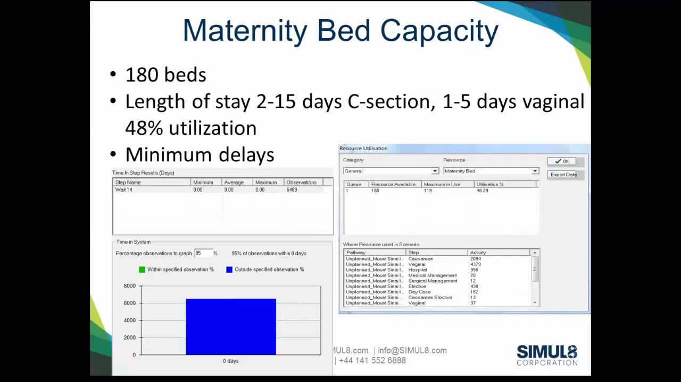So you can see here the results where we're looking at the likely length of stay for C-section versus vaginal birth. And in fact, one of the other questions that the system wanted to test was what would happen if more people had vaginal birth as opposed to C-section. And of course, you can't allow any delay, so you really have to have enough beds. We've got more than enough here in these particular results. You have to have enough beds to make sure that when somebody needs a bed, they can have it immediately.